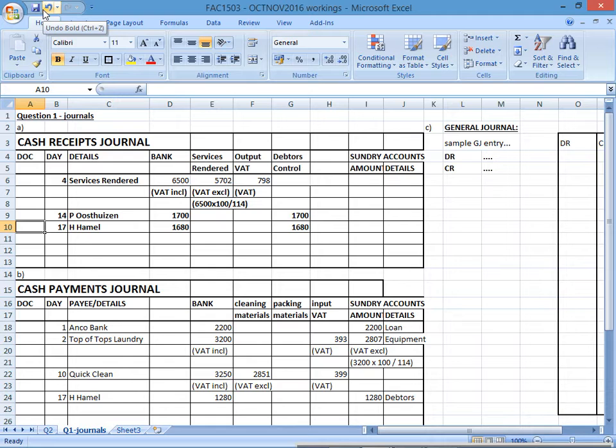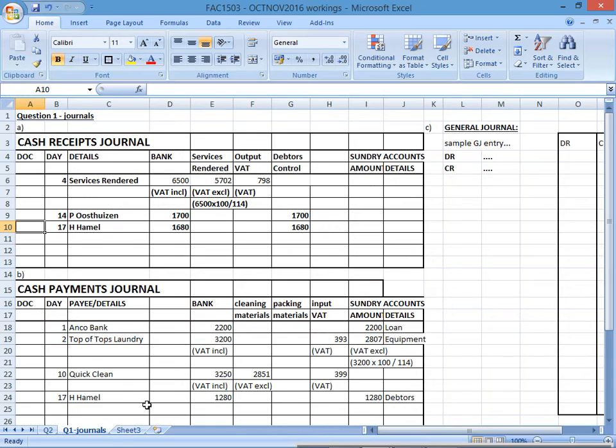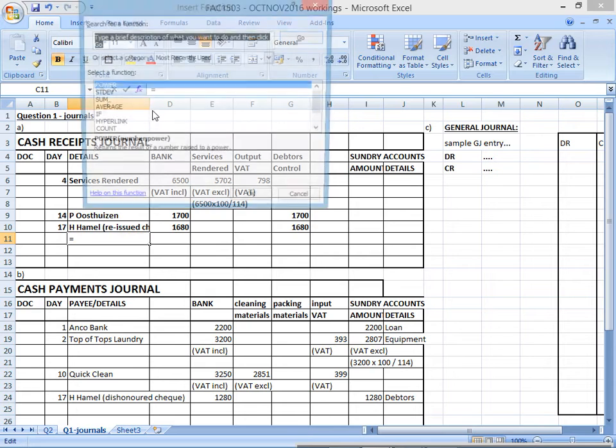So we have to record both. They're separate transactions. So this is the cash payment. This is the cash receipt. Okay, CPJ, CRJ. They're two different transactions. Okay, this is the dishonored check. This is the reissuing of the check. There are two different transactions.